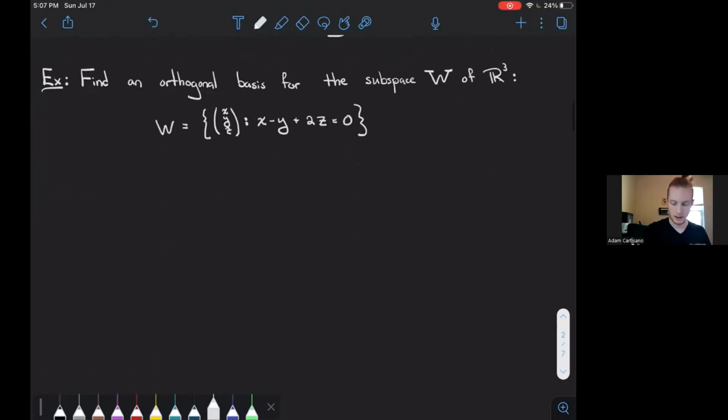So let's find an orthogonal basis for this subspace W. This is a plane, right? It's a plane in R3, a subspace, passing through the origin of course, right? Because it's a homogeneous linear equation in 3 variables.